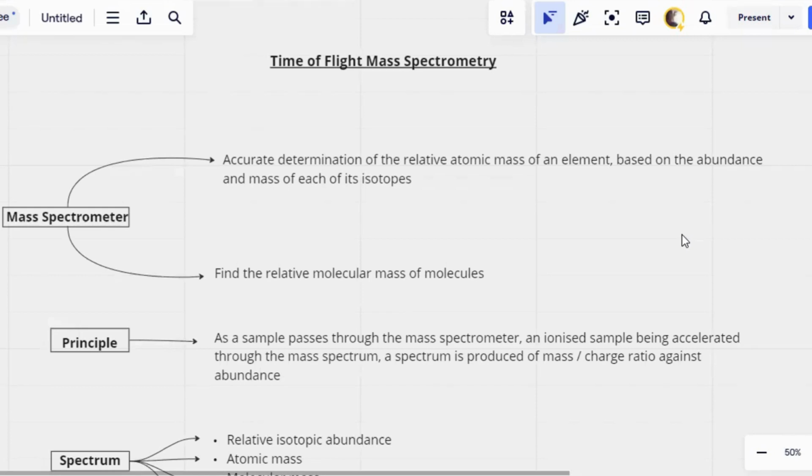Today we will talk about time of flight mass spectrometry. But before discussing time of flight mass spectrometry in detail, we must know what is mass spectrometry.